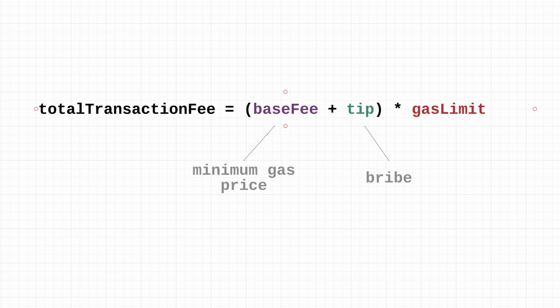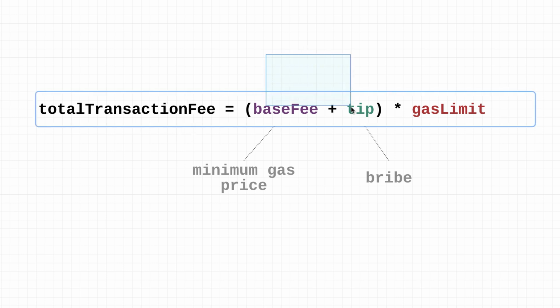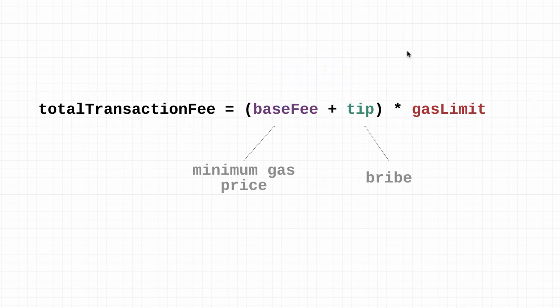Now, to calculate the total transaction fee, you take both of these, add them together, and then multiply it by the gas limit. Now, this gas limit is identical to before. It's just a limit that the user sets. So again, just to wrap everything together, total transaction fee is equal to the sum of the base fee plus the tip, multiplied by the gas limit.